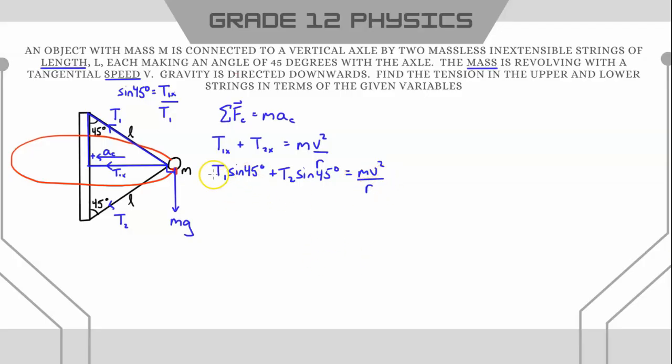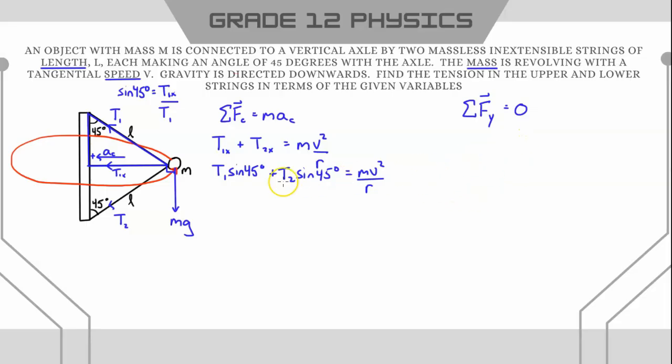So the problem with this is I have one equation with two unknowns, T1 and T2. So how are we going to solve for this one? We are also going to apply Newton's law in our vertical component, the direction that gravity is in here. Now, since it's going around in a perfect circle, it's not moving up or down. So all the forces in y will be equal to 0 because the acceleration in y is equal to 0.